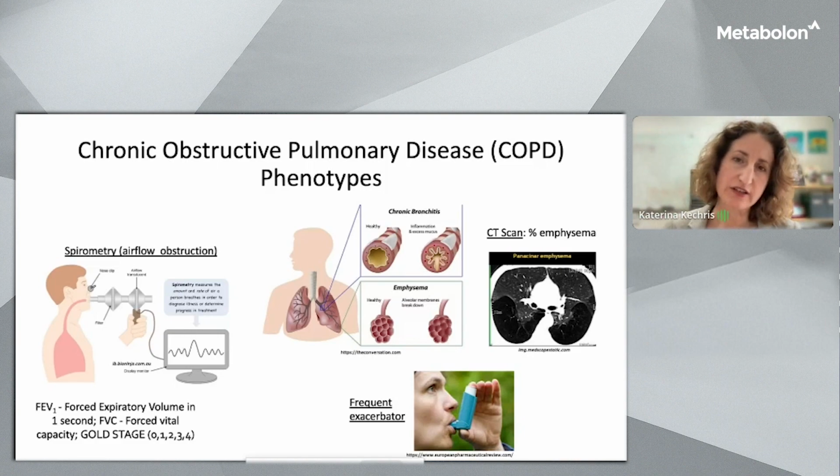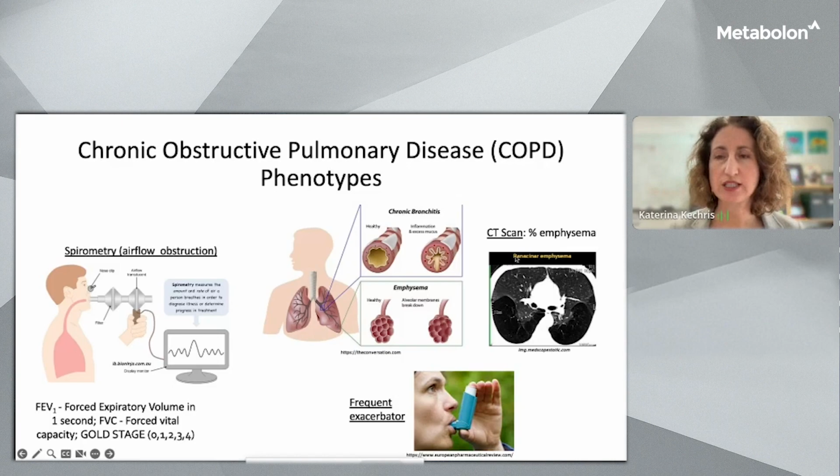But as I mentioned, this is a very heterogeneous disease, so we can also look at emphysema, which is another subtype of the disease, through CT scans, but also chronic bronchitis, these are questions from the clinical visits, and also whether an individual has frequent exacerbations, which are acute episodes that require medical attention, either treatment or emergency room visits.